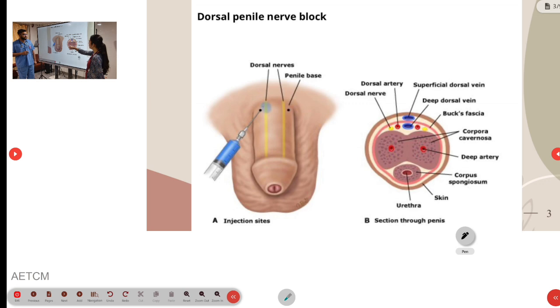Can you just tell about the nerves, where the location is? Yes, we have discussed already. The dorsal vein is usually located centrally, the superficial and deep dorsal vein. Lateral to the vein will be the dorsal artery, and lateral to that will be the dorsal nerve. It is at the 1 o'clock position and the 11 o'clock position on either side. This is the usual position, and it is deeper to Buck's fascia.